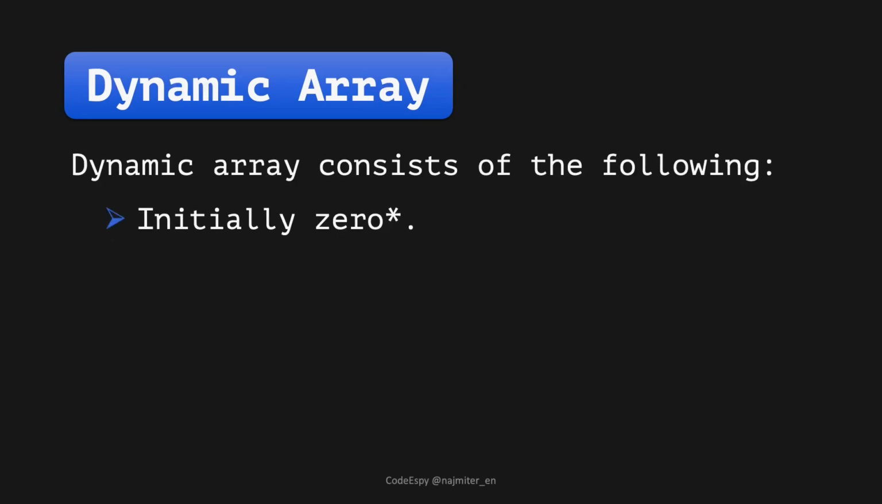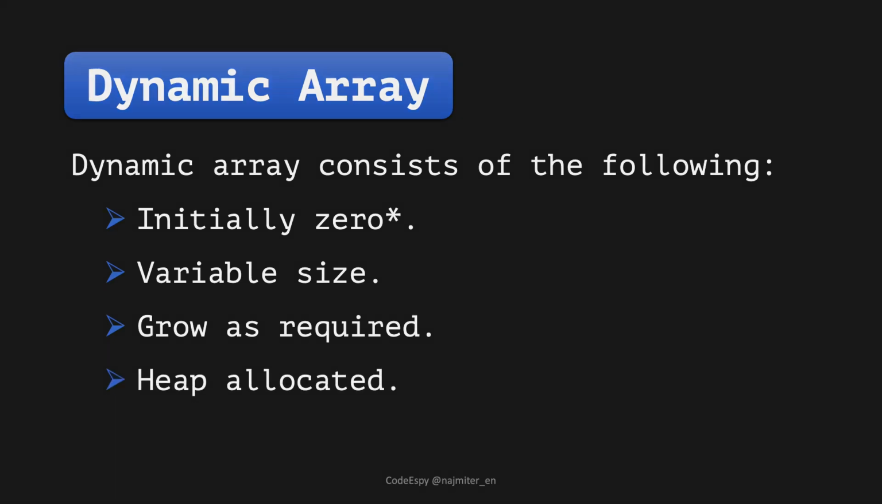It consists of the following properties: initially zero-sized*, variable size, grow as required, and heap allocated. You see an asterisk with the initially zero property, and that's because some implementations don't have it initially zero, but instead they start with a capacity of 2, more on capacity later. Variable size means that, well, it adjusts its size as required. Heap allocated means that, do I even have to explain that one?